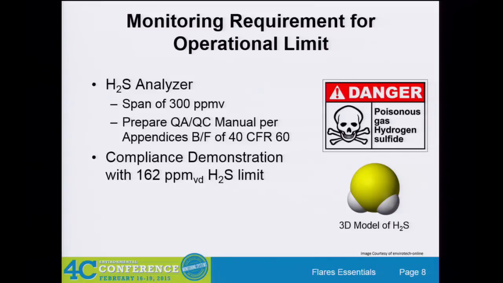Okay, for the operational limit, to stay in compliance with that 162, you can put in an H2S analyzer. This has a span value of 300 ppm. You're going to need a QA/QC manual for Appendix B and F purposes, and there will be a compliance demonstration with that limit.